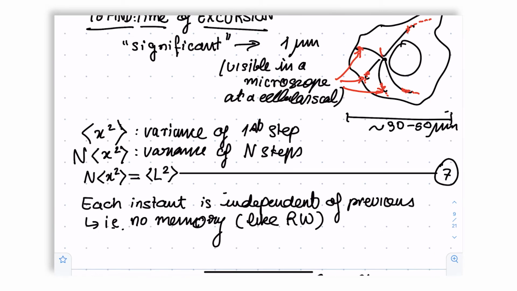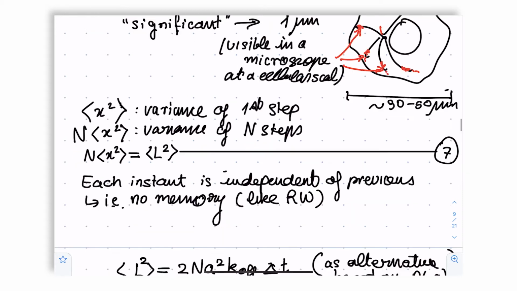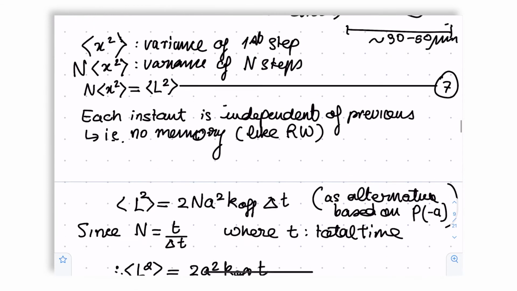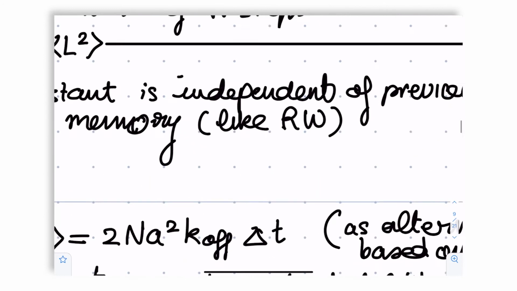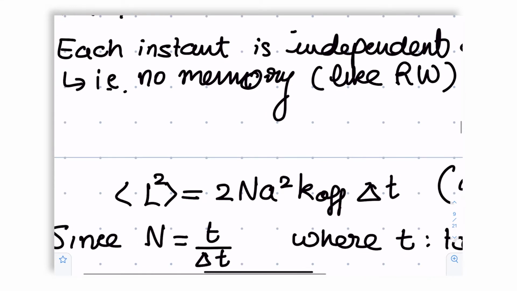So we take x square as the variance of the first step, and n times x square is the variance of n steps. Therefore, n x square is equal to L square, where L square averaged is our length. Each instant is independent of the previous. There's no memory, just like a random walk. So L square is equal to 2n a square k off delta t.